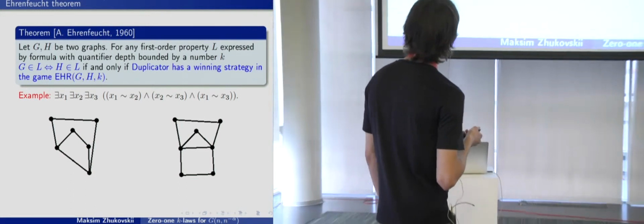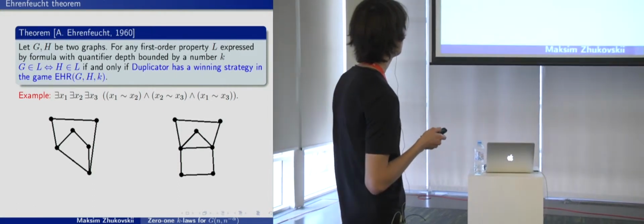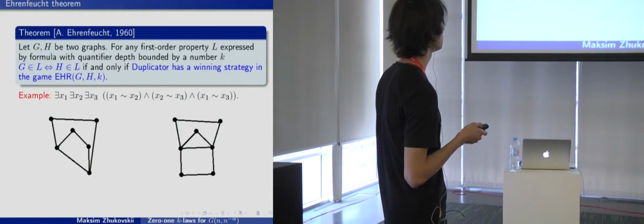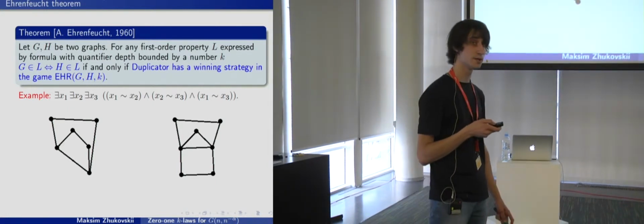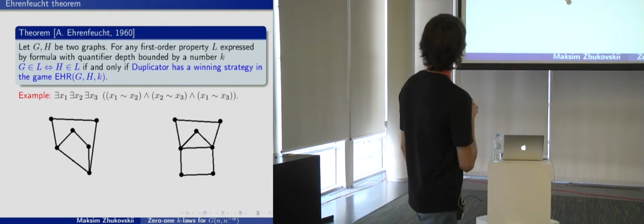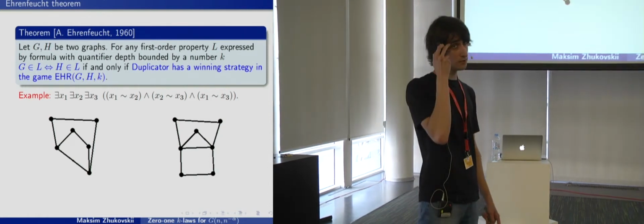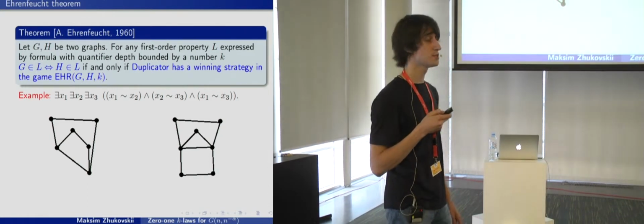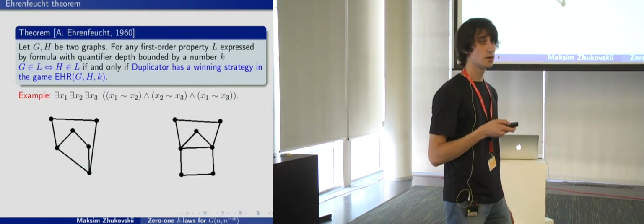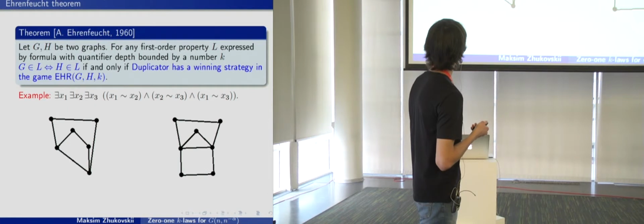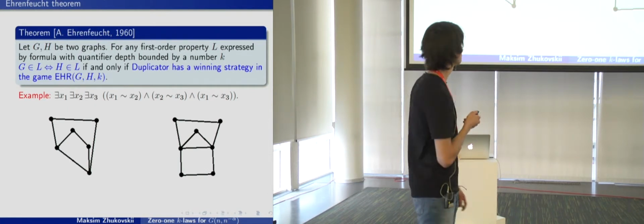Let G and H be 2 graphs. Then for any first order property L expressed by a formula with quantifier depth bounded by a number k, this property holds if and only if duplicator has a winning strategy in the game on graphs G and H with k rounds. So for the illustration, let us consider this formula.